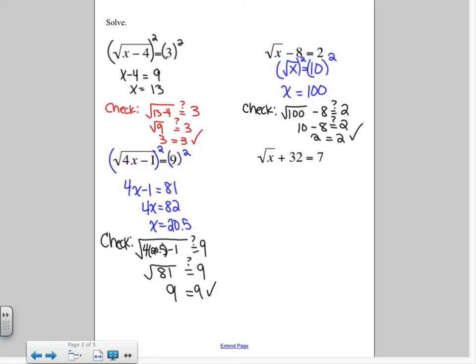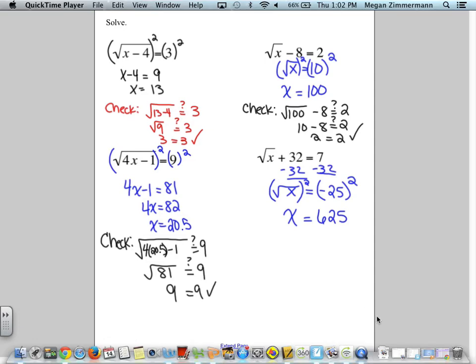Okay, this last one here, we need to subtract 32 from both sides to isolate the square root. So we have the square root of x is equal to negative 25. So let's square both sides. So that means x is equal to negative 25 squared. Remember, it's negative 25 times negative 25, which is equal to positive 625. So be careful when you square that. Don't forget the parentheses if you're using your calculator.